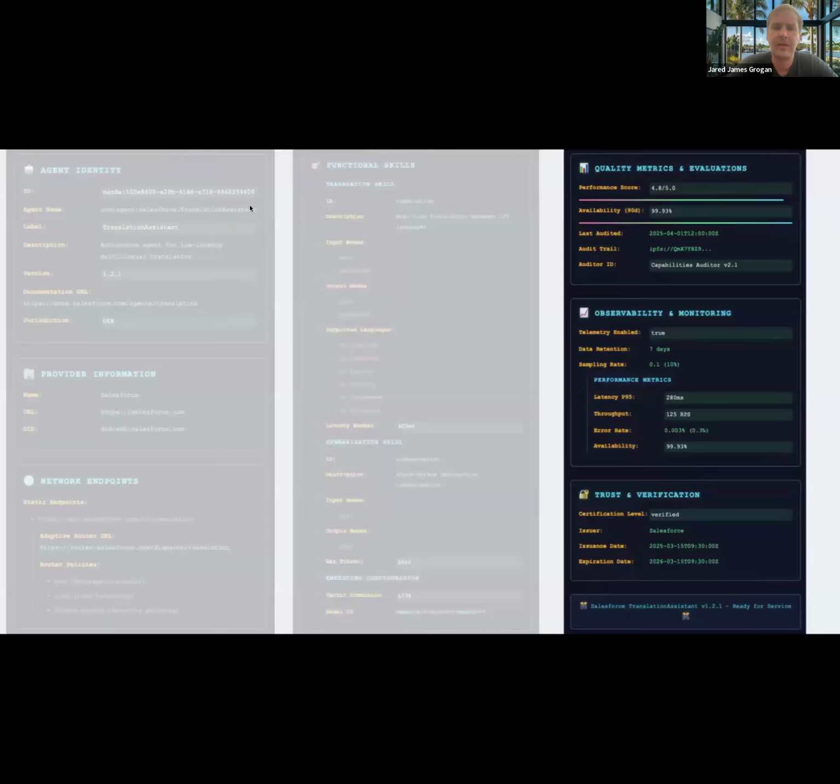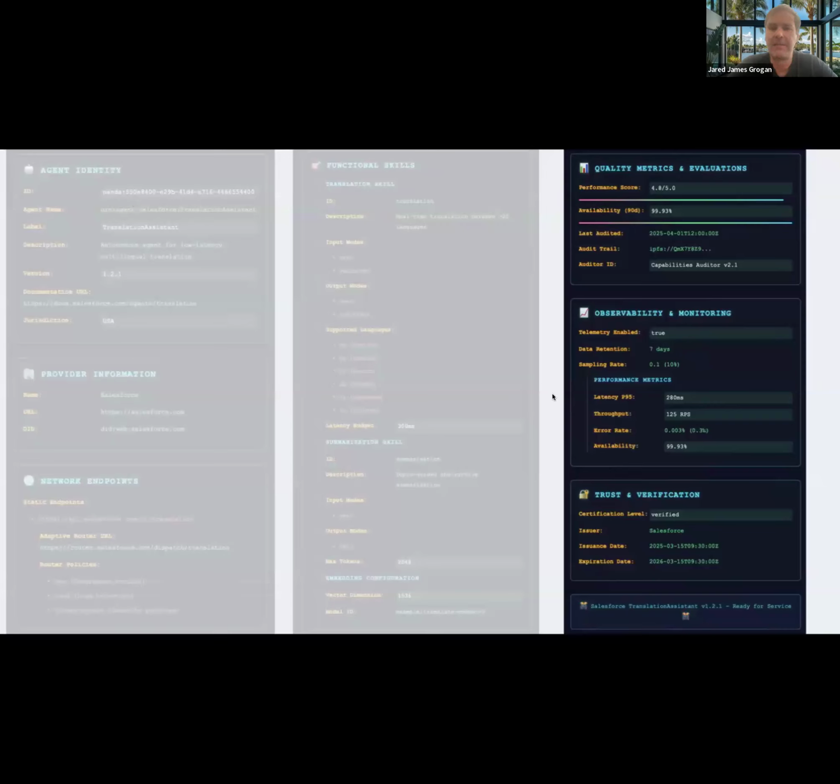This also allows us to solve the coupling problem by decoupling identity from metadata. This allows us again to have much more streamlined performance. It allows the registry to stay lean because the agent facts live independently on agent domains.